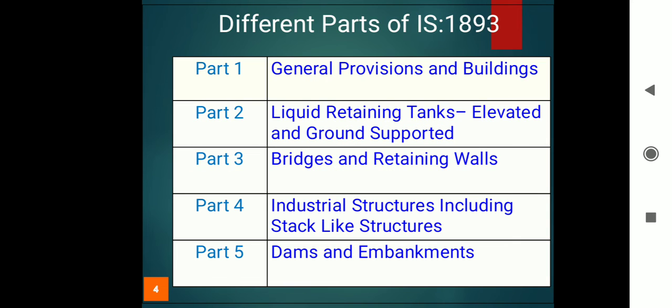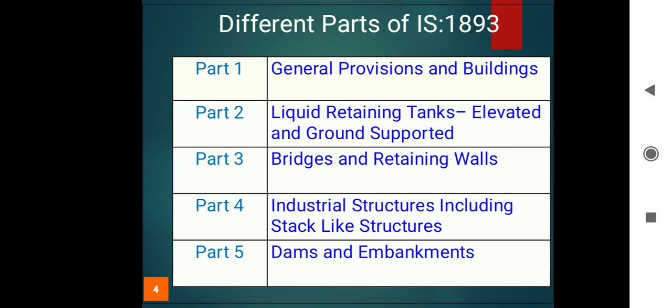Those parts are: the first part is general provisions and buildings, in which general provisions are given for earthquake resistant design. Part 2 is only for liquid retaining tanks, elevated and ground supported tanks. The third part consists of bridges and retaining walls. Part 4 of IS 1893 consists of industrial structures including stack-like structures, and the last part of IS 1893 consists of dams and embankments.